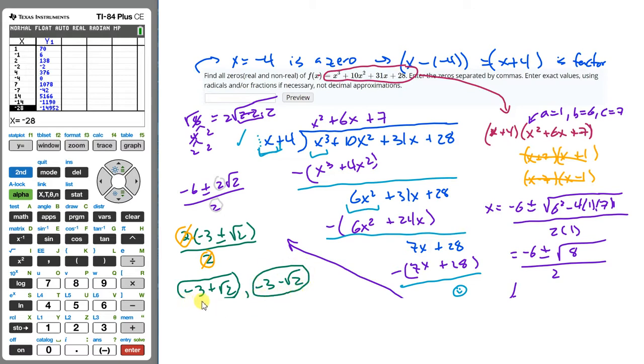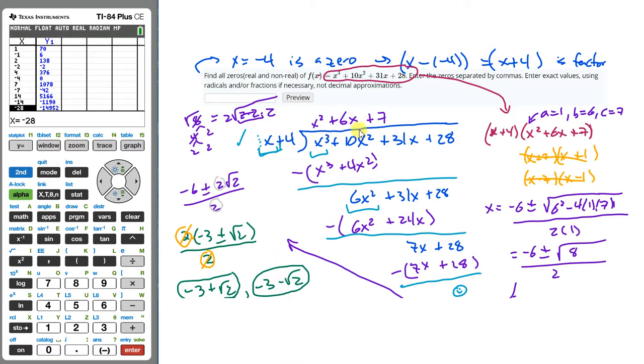Notice these are not rational zeros. That's why they were not in the rational zeros list. Okay, they have unresolved square roots in them. They're not rational zeros. Okay, so I found all the zeros. Okay, so I've already got the zeros.